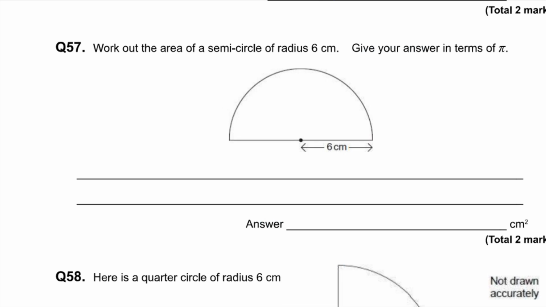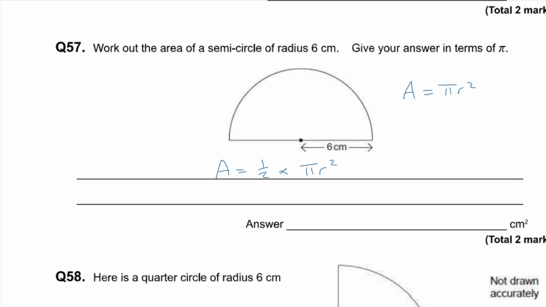Question 57 says work out the area of the semicircle of radius 6 centimeters. Give your answer in terms of pi. So area of a circle is given by pi r squared, but I haven't got a circle here. I've got a semicircle, it's half a circle. So the area of this shape is going to be a half of pi r squared, isn't it? Okay, that's the formula I'm going to be using here.